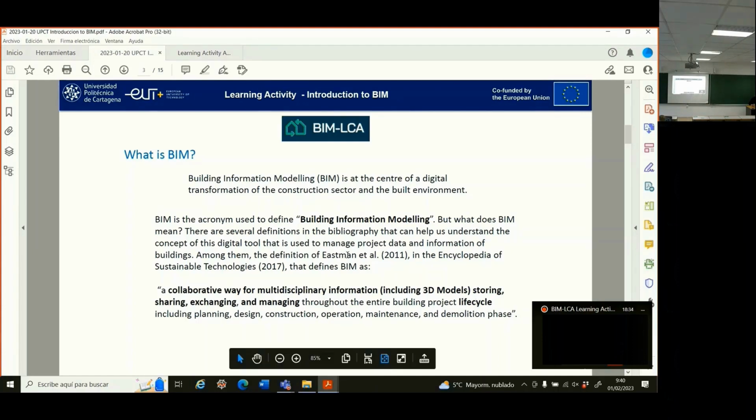Okay, so the keywords in the definition are: it is a collaborative way, so it's a methodology for collaboration. The second point is that we share information about the construction. Another key point is that we work with 3D models, and we manage information during the whole life cycle of a construction.